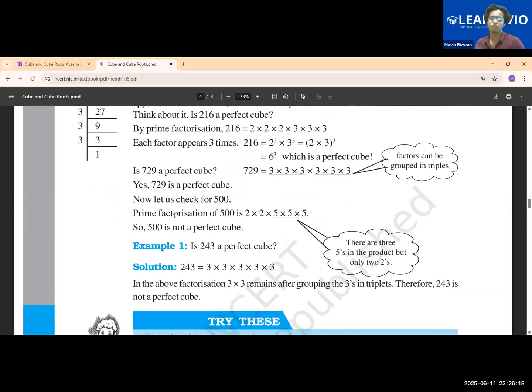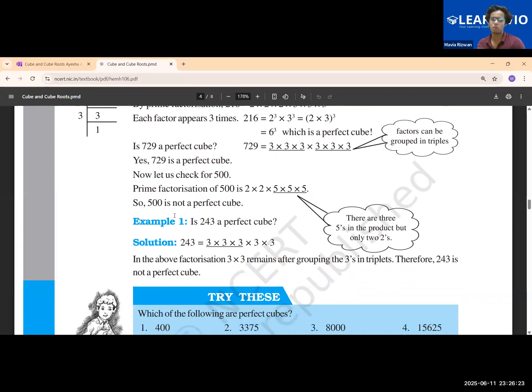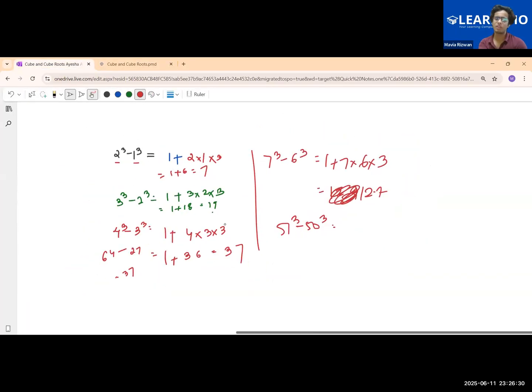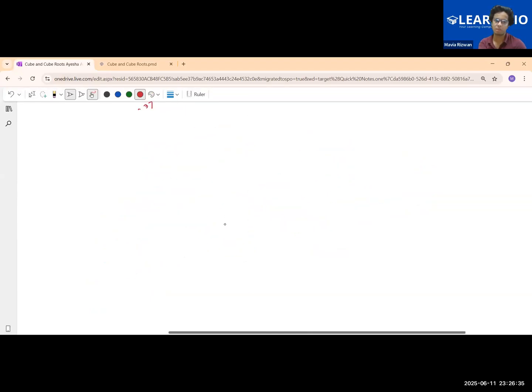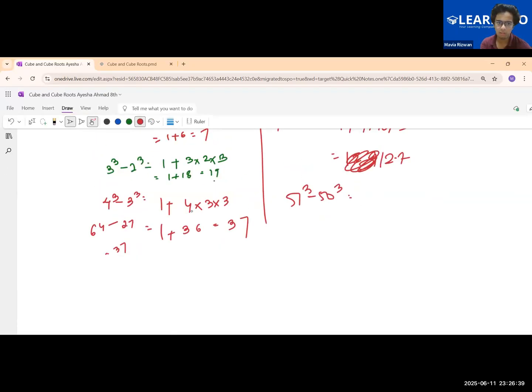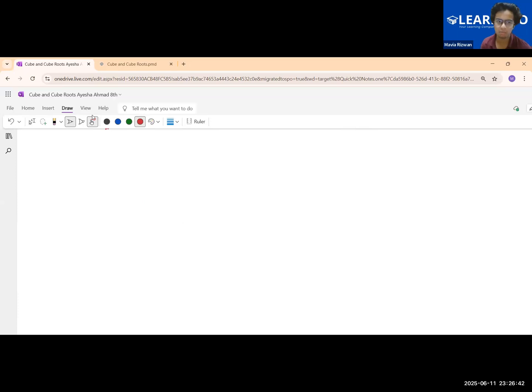Okay, so Aisha, now coming to cube root, first of all finding perfect cubes. Exactly the same as how we did in squares. Aisha, how do we do it in squares, using the prime factorization method. You remember that? Yes, sir. Prime factorization method.